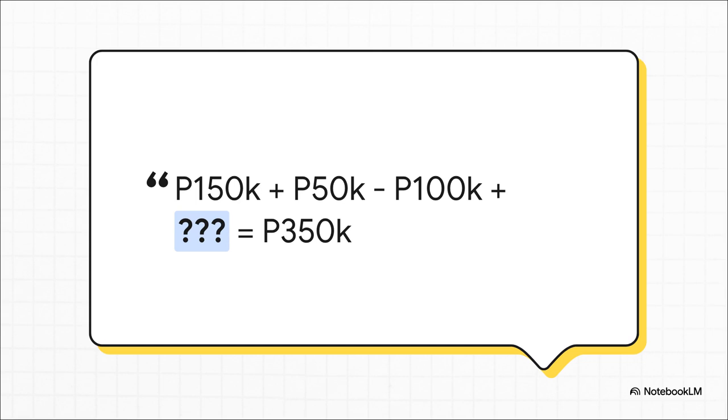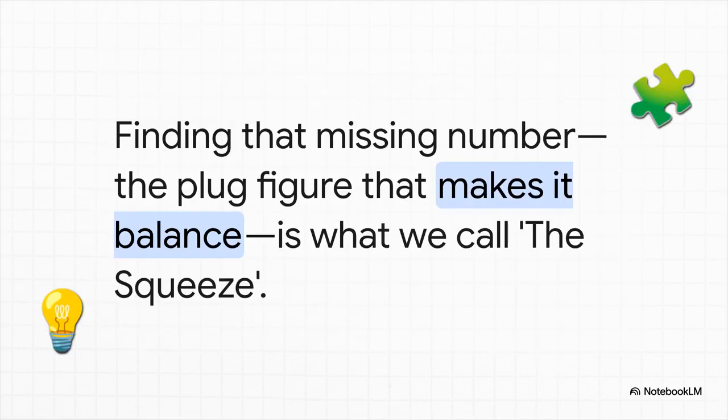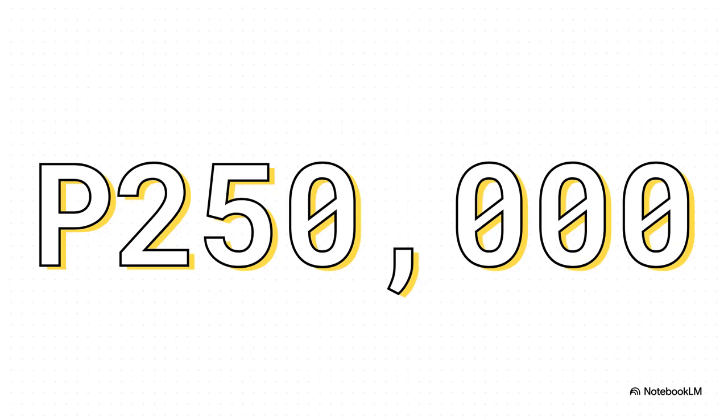But wait, we know we need to end up at 350,000. So what's that missing piece we need to add to get there? And right there, solving for that one missing number, that plug figure that makes the entire equation balance perfectly, that is the squeeze. See? We're literally squeezing the expense figure out by working backwards from the answer we know we need to hit. And the answer is 250,000 pesos. It's that simple. If you take that 100,000 subtotal and you plug in 250,000, you land exactly on our target of 350,000. That 250K is your doubtful accounts expense for the year. We found it not by calculating it directly, but by solving the puzzle.